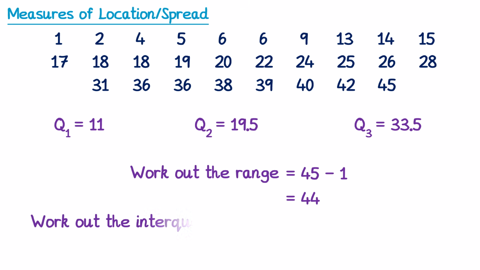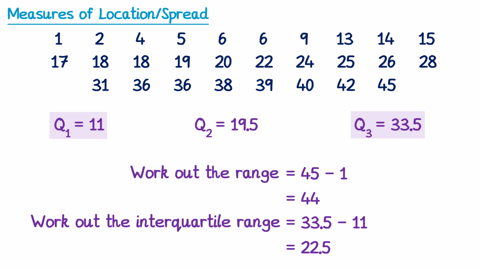We could also work out the interquartile range, which is the upper quartile, Q3, subtract the lower quartile, Q1. For this list, the upper quartile was 33.5 and the lower quartile was 11. So the interquartile range will be 33.5 subtract 11, which gives you 22.5.